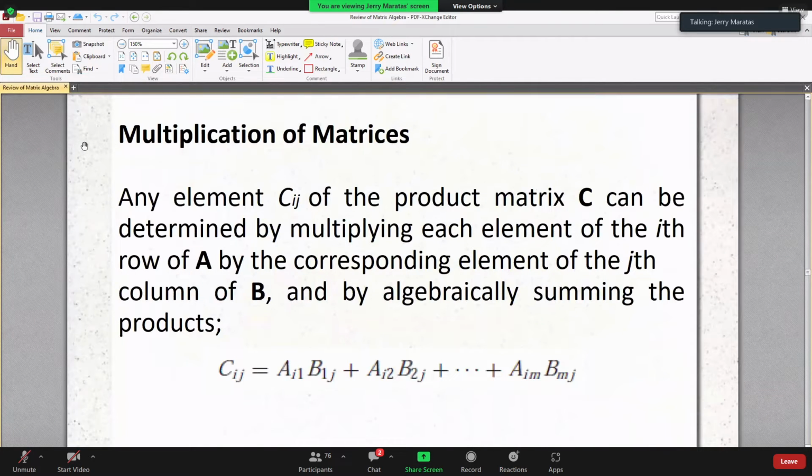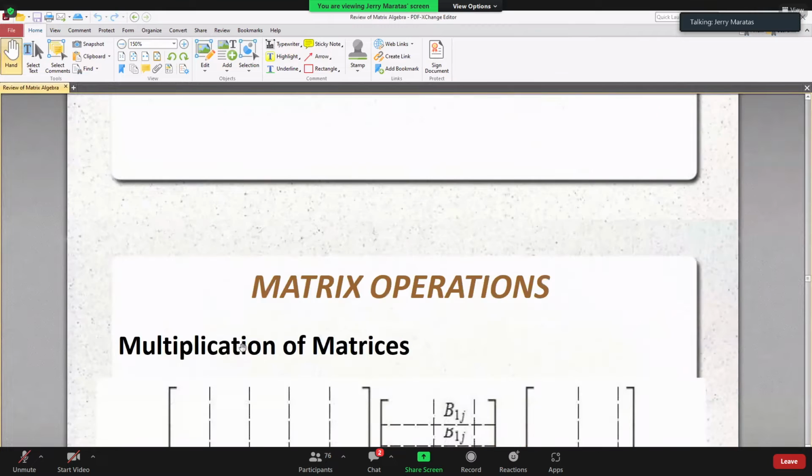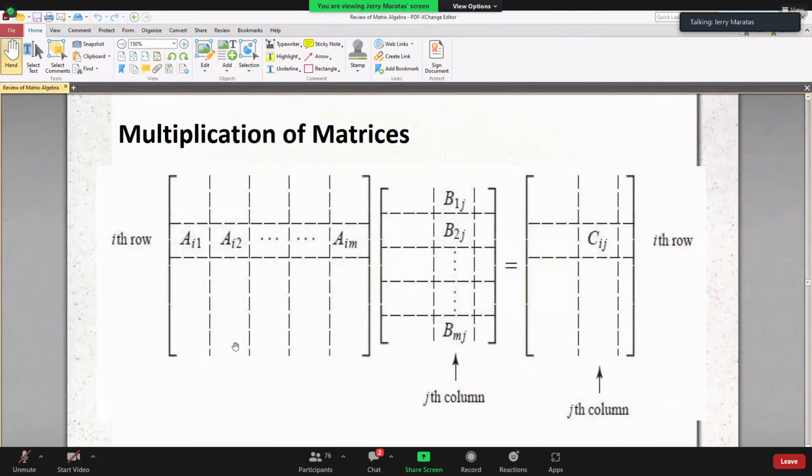Next problem is how to determine the elements of the resulting matrix. Any element of the product matrix C can be determined by multiplying each element of the ith row of A by the corresponding element of the jth column of B, and by algebraically summing the products. To emphasize this, let us go to an example.